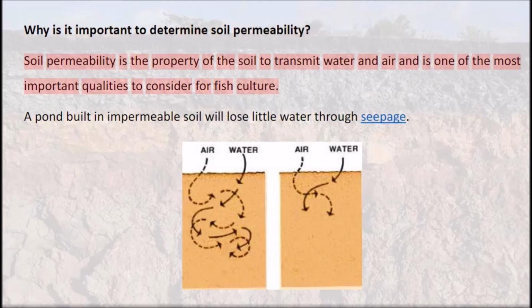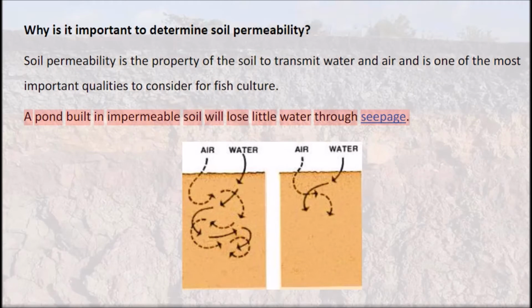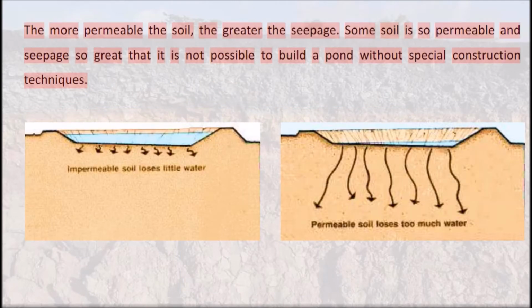Soil permeability is the property of the soil to transmit water and air and is one of the most important qualities to consider for fish culture. A pond built in impermeable soil will lose little water through seepage. The more permeable the soil, the greater the seepage. Some soil is so permeable and seepage so great that it is not possible to build a pond without special construction techniques.